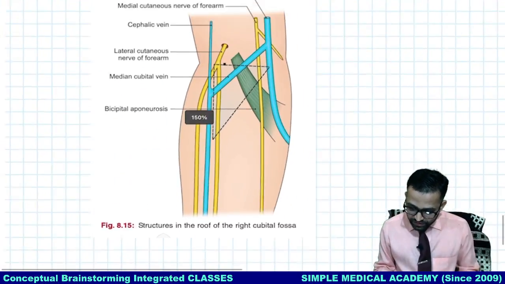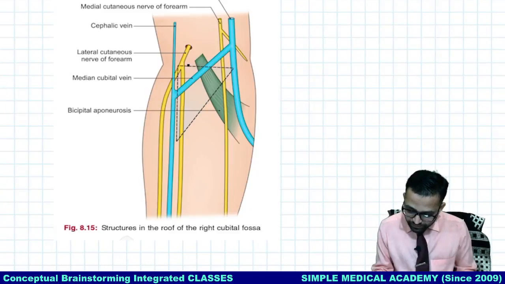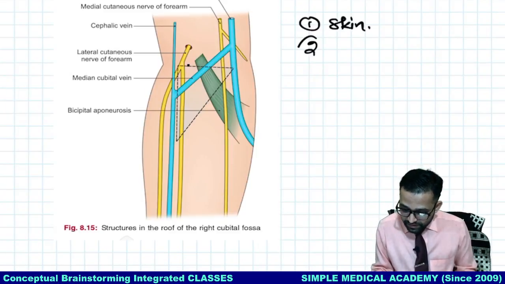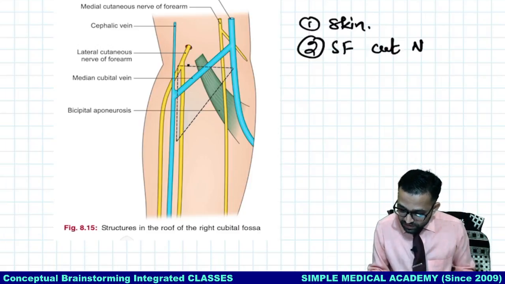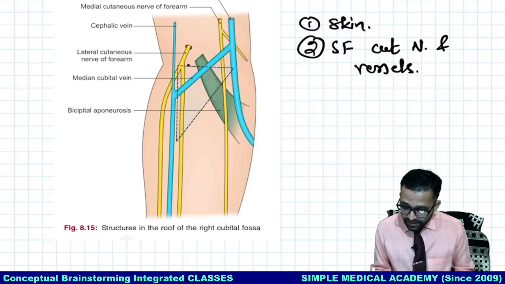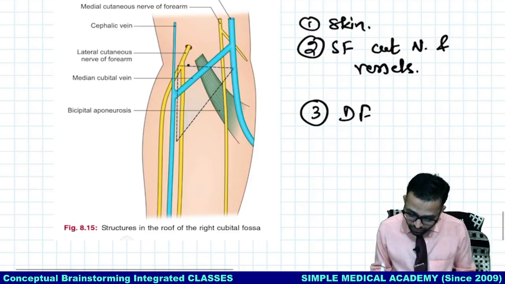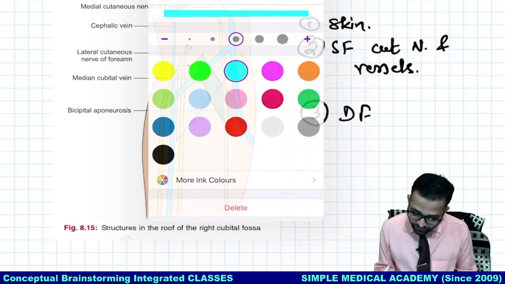Yes, I'm showing in this image, then we are going to draw. First, definitely the skin, and then the superficial fascia with what? Cutaneous nerve and vessels, and then you will say the deep fascia. Now look here, what are the structures in the superficial fascia?